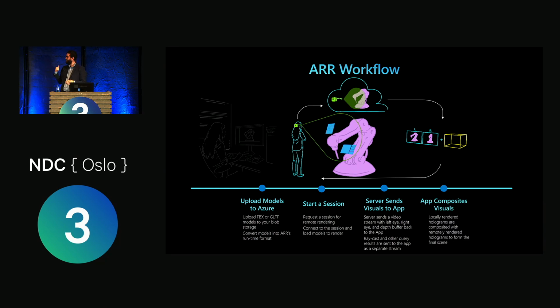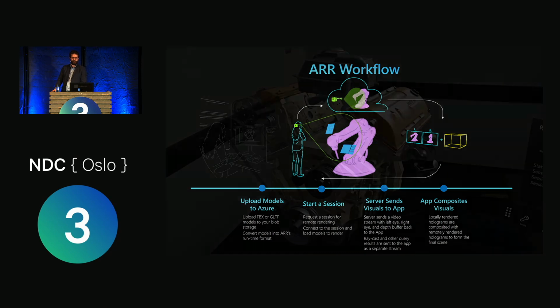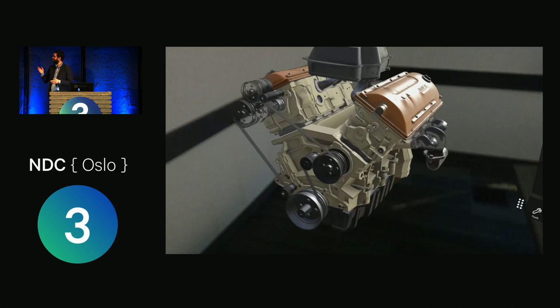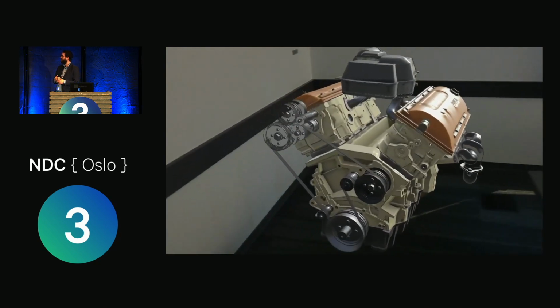And then in your app, you're doing a composition where you're saying, this 3D model, robotic arm, is being rendered in the cloud, but I've got this menu that I'm rendering locally, and I want them to be combined for the user. This is what that looks like. This is that 18 million polygon model of a motor.